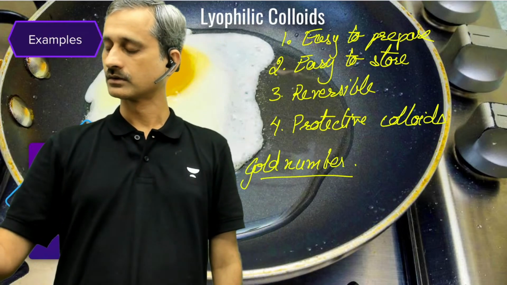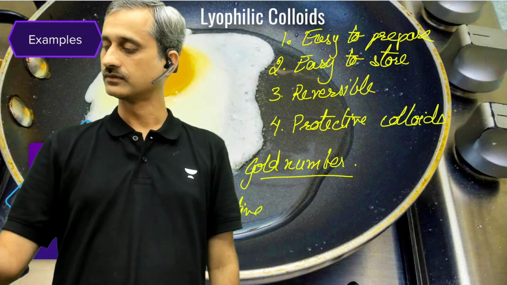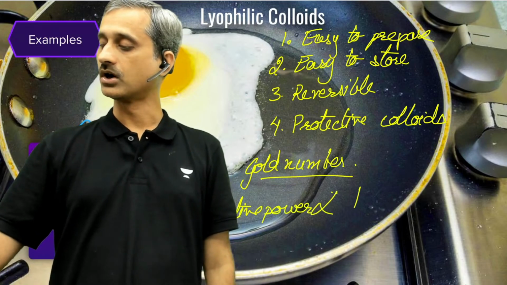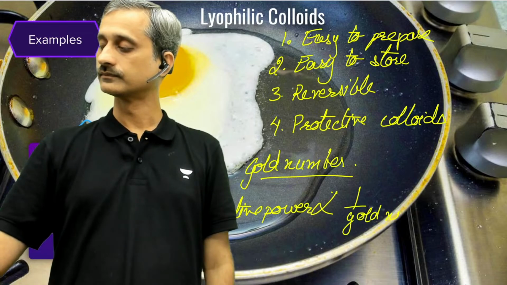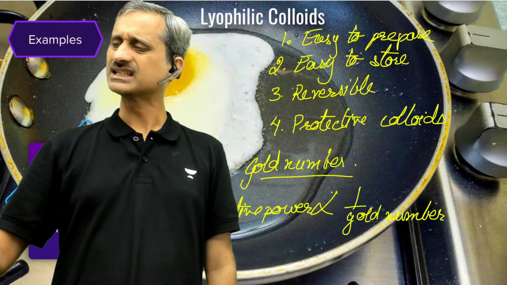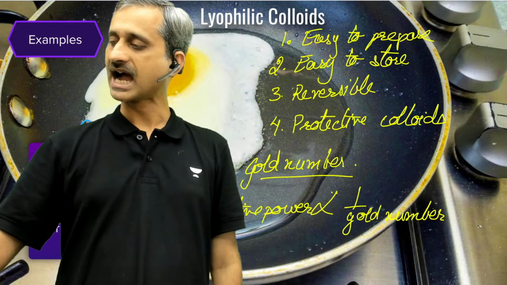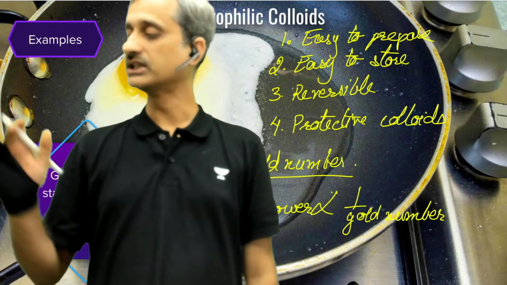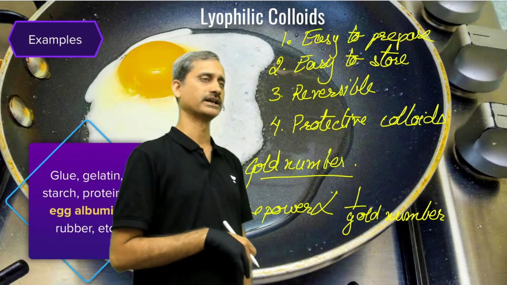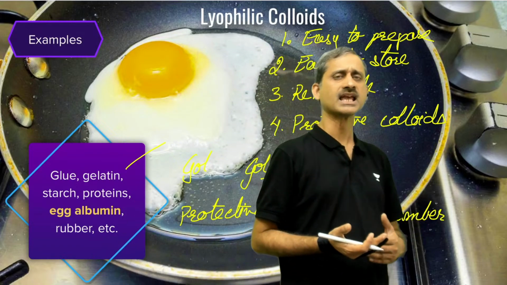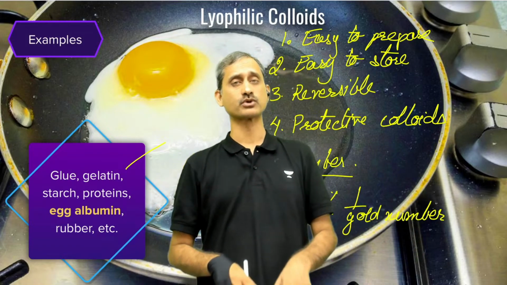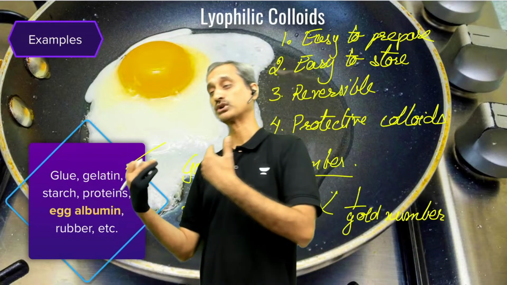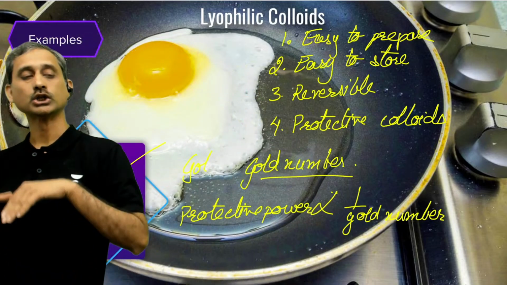Means protective power is inversely dependent on gold number. As you can see with the definition itself, the gold number actually talks about the milligrams of the colloid. So if we have a higher gold number, that simply means that we have to add more amount of protective colloids. So more amount of protective colloid that we need to add, that simply means its protecting power is that much lower.